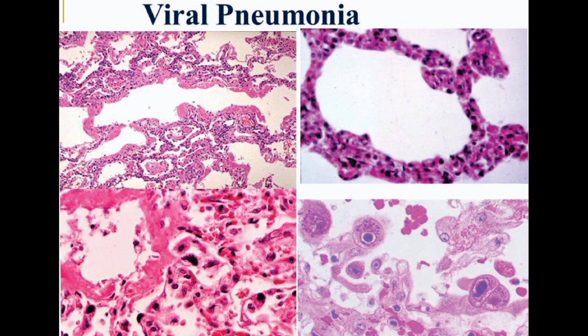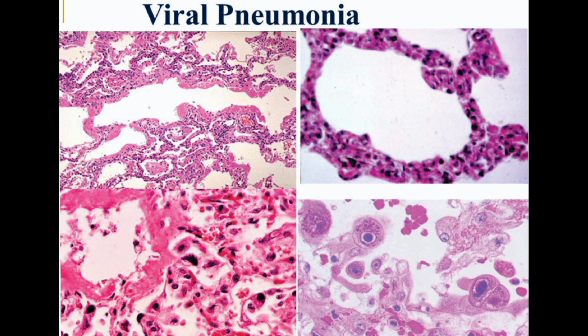Viral pneumonia is a type of lung infection caused by a virus, such as influenza, respiratory syncytial virus (RSV), adenovirus, or other respiratory viruses. Viral pneumonia is less common than bacterial pneumonia but can be equally severe, particularly in people with weakened immune systems, older adults, and young children.